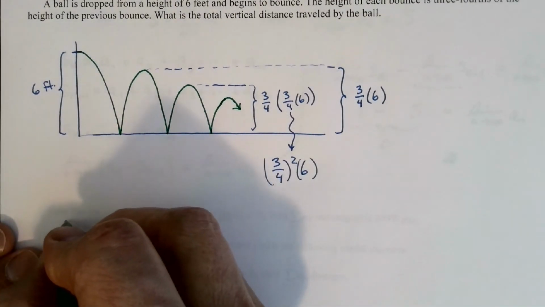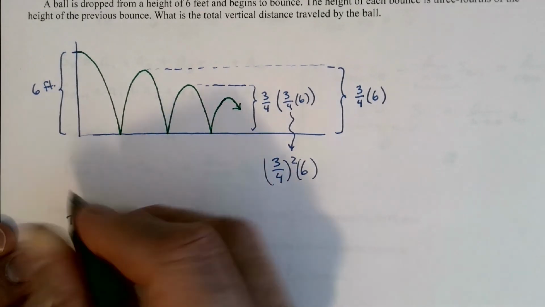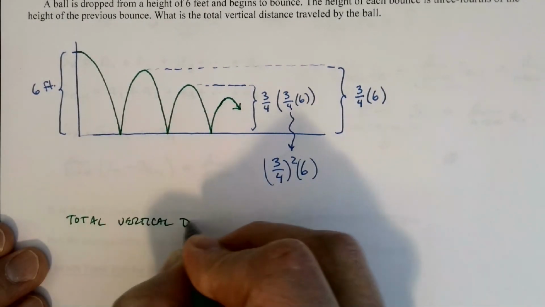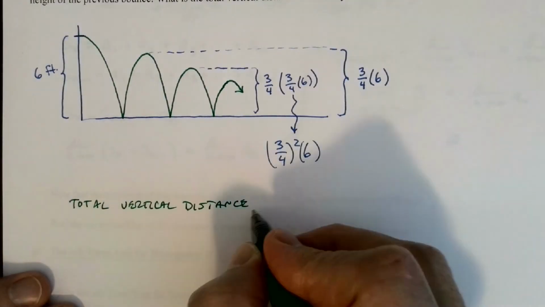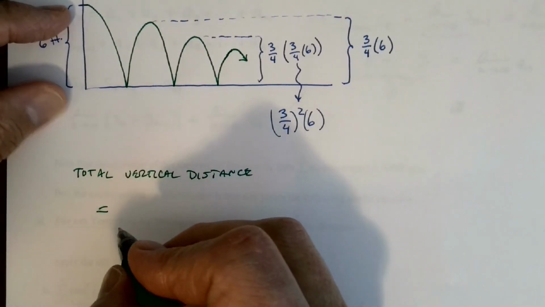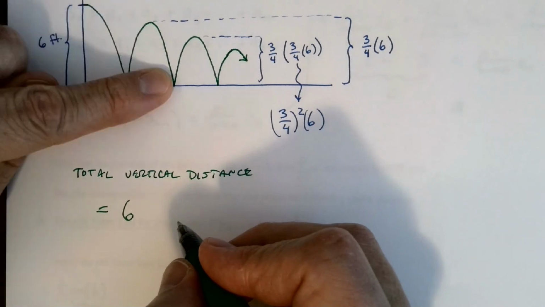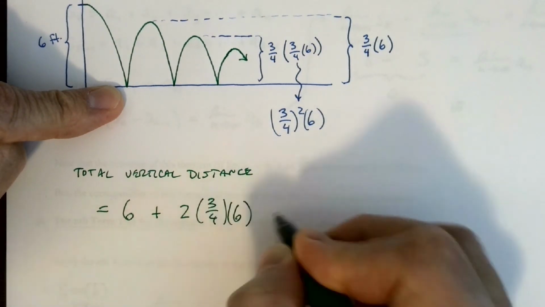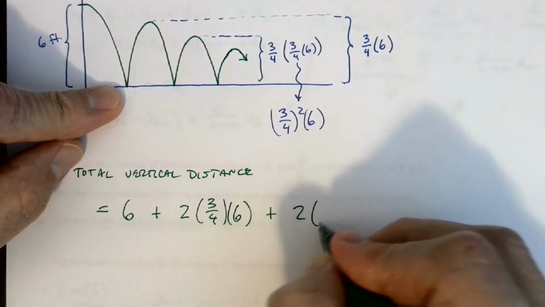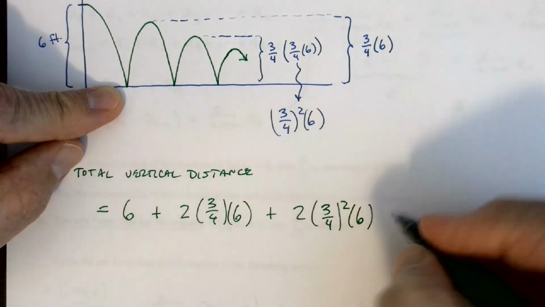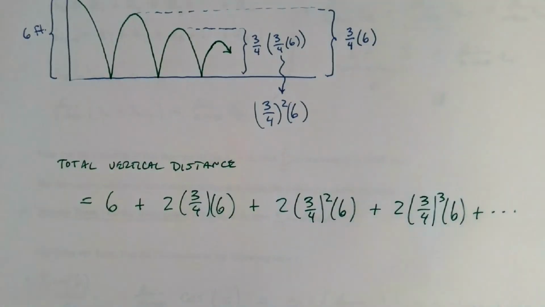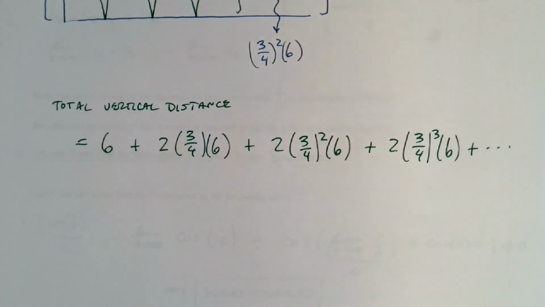And so what is the total distance the ball travels? Total vertical distance. I'm not counting traveling horizontally, just up and down. Well, initially we dropped 6 feet. But then we go up and drop down this height, so we have to double it: 2 times 3/4 times 6. There's that and that. And then 2 times 3/4 squared times 6 for the next one. And then 2 times 3/4 cubed times 6. And forever and ever. It's perfectly elastic. It continues to bounce forever, never stops. So there's an infinite sum here.